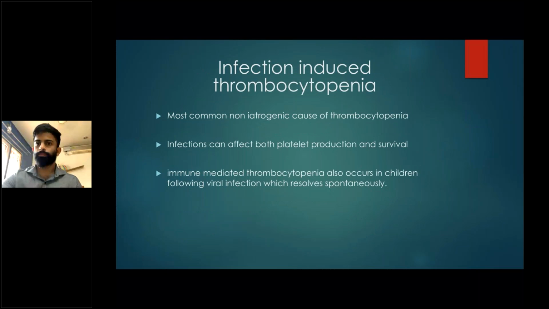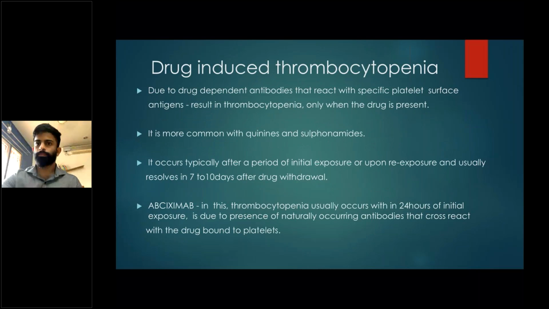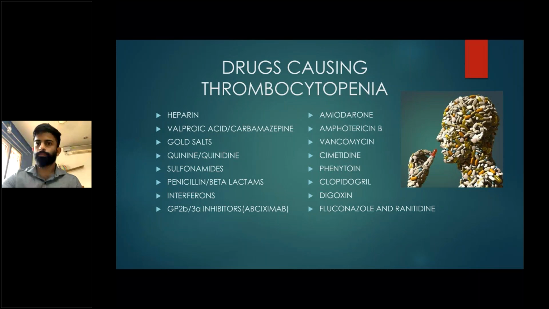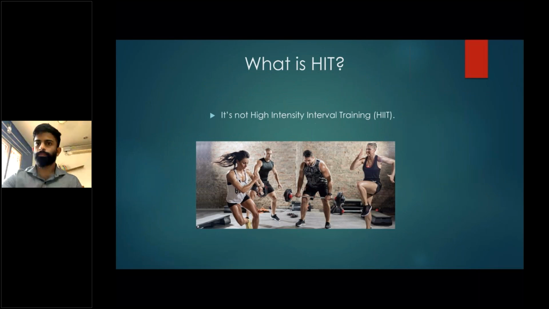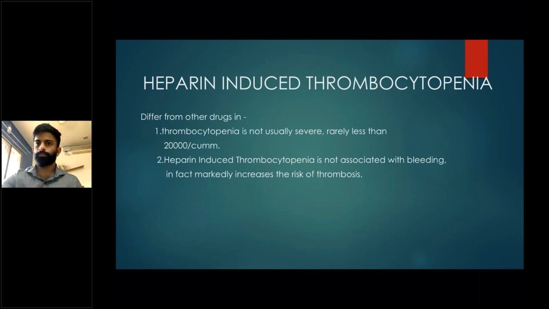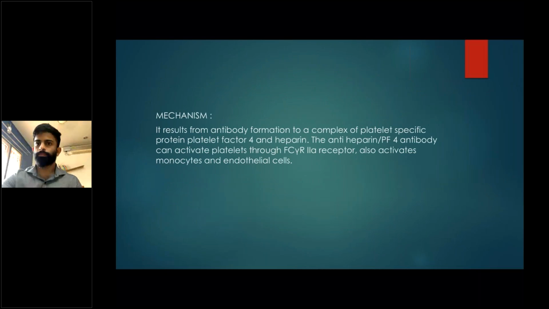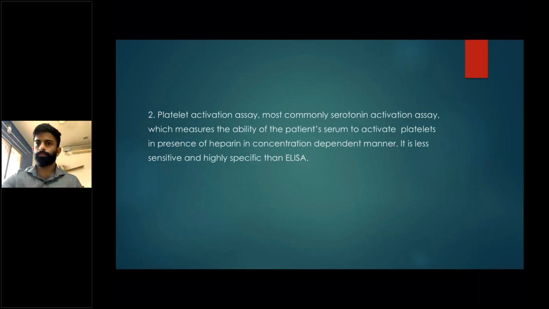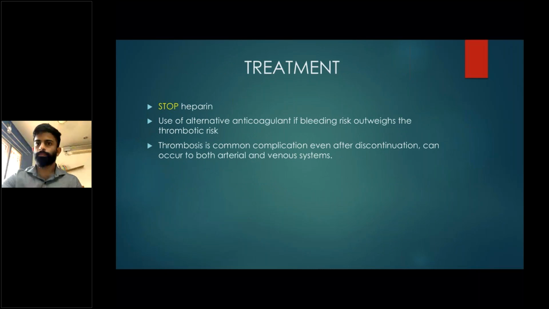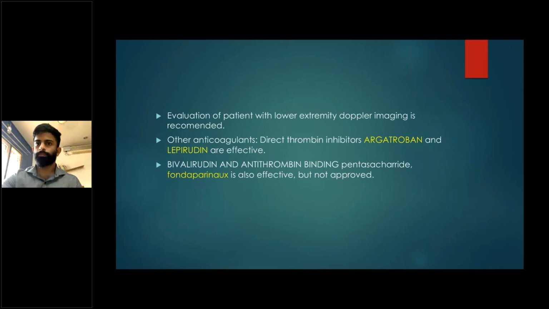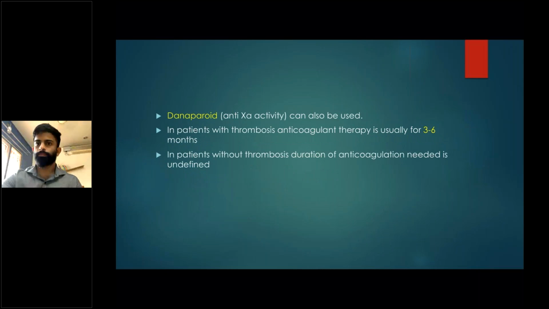Then the most common cause is drug-induced thrombocytopenia. The second one is infection-induced thrombocytopenia. And for drug-induced, these are the common drugs that can cause it. HIT is not high intensity, it's heparin-induced thrombocytopenia. The mechanism, the clinical features, laboratory diagnosis, and treatment: stop heparin, use argatroban. It's a direct thrombin inhibitor. You can give fondaparinux, but it's not effective.